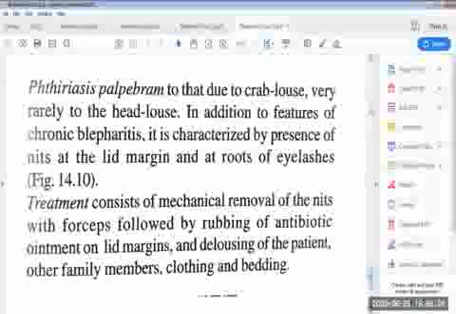The treatment of parasitic blepharitis consists of mechanical removal of the nits with forceps, followed by rubbing of antibiotic ointment on the lid margins and delousing of the patient, other family members, clothing and bedding. So, like other parasitic infections, we should have these hygienic measures. We should delouse the patient and the family members also. We should clean the clothes and bedding also. So mainly the main cause is phthiriasis palpebrarum.